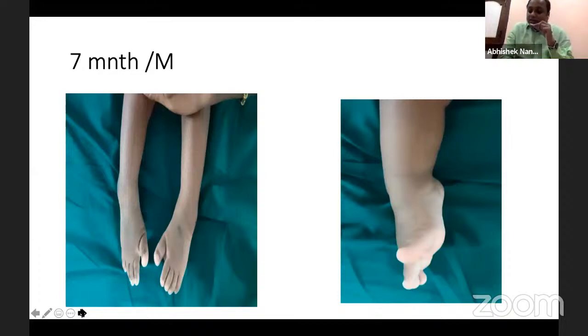Now, what will be the plan of action for this? I must ask my teachers to comment. So can I start with NK Das, sir? What will be your plan, sir?